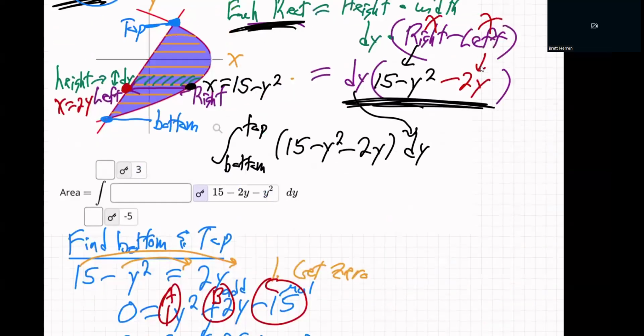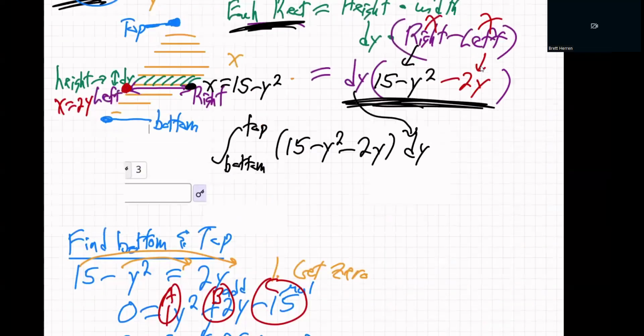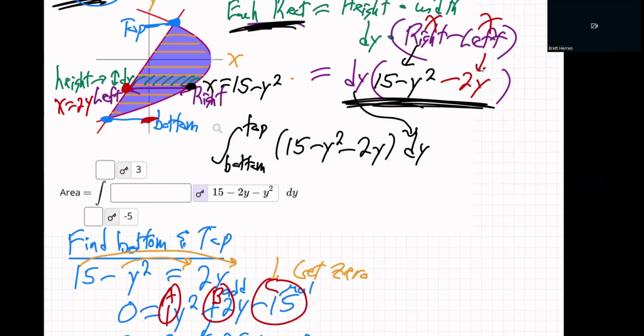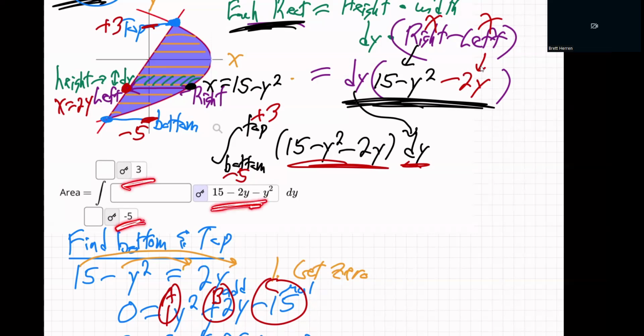So those are the 2 points of intersection. So this one must be down here at negative 5, and this one must be up at positive 3. So we're integrating from negative 5 on the bottom to positive 3 on the top of that function dy. And that's exactly what they got. Negative 5 to positive 3. There's the function. They just switch the order a little bit, but the signs are the same. And so there we go.